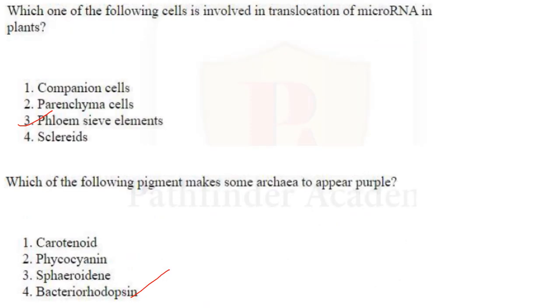Then next one. Which one of the following cells is involved in translocation of microRNA in plants? It is phloem sieve elements. Answer is option 3. Then next one. Which of the following pigments makes some archaea appear purple? It is bacteriorhodopsin. Answer is option 4.